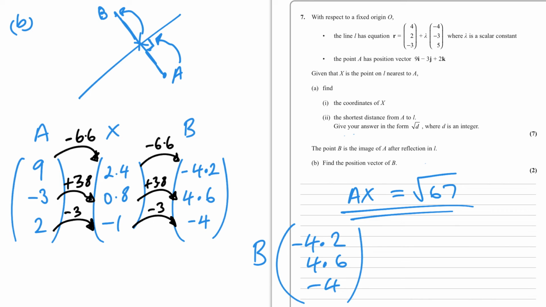And if you check that distance, XB, you'll find that it is the same distance as AX, root 67. I have double checked it already.